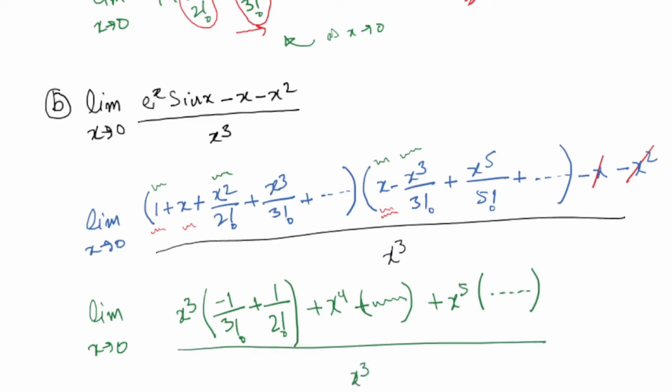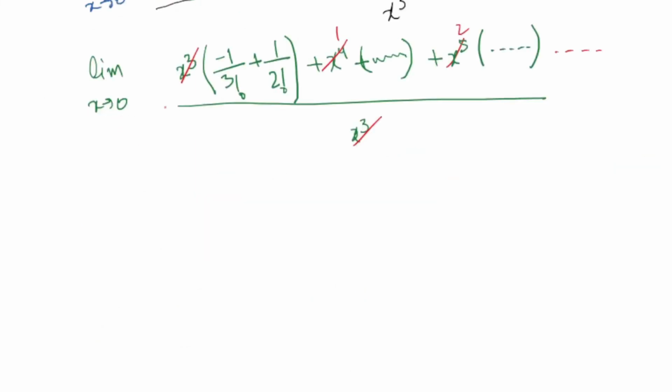So we try to cancel out the term x^3 from the numerator and denominator. When we cancel x^3, the power 4 is going to power 1, the power 5 is going to power 2, and so on. So when we take the limit x tends to 0, this whole term is going to be 0, and this whole term is going to be 0. What we have only in the numerator is 1 upon 2 factorial minus 1 upon 3 factorial. So we are going to find out the value of this.